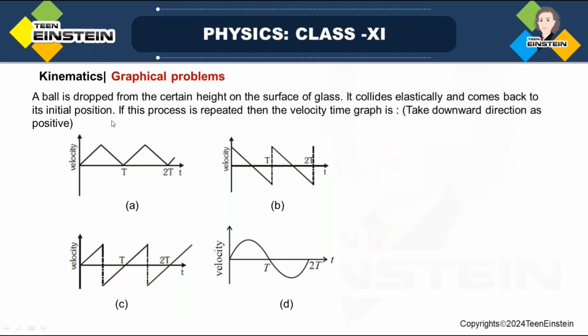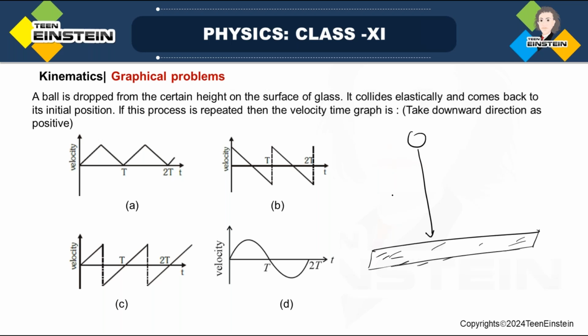Now let us see this question. A ball is dropped from certain height on the surface of a glass. This is glass surface. It collides elastically and comes back to the initial position. So it collides and comes back to the initial position like this. After collision it is actually coming to the initial position. So this is elastic collision.